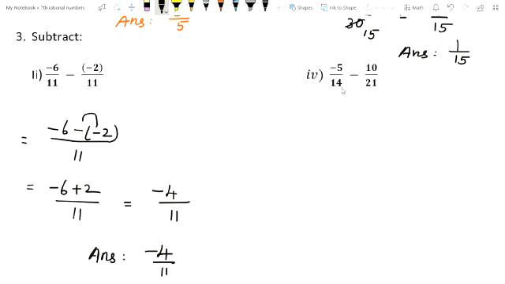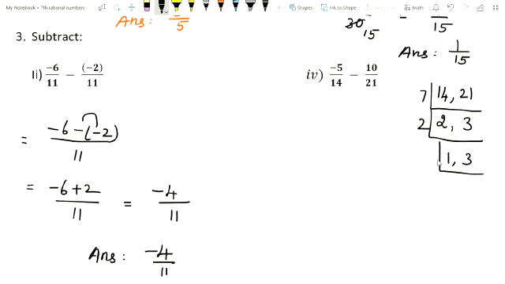See the next question. Minus 5 by 14 minus 10 by 21. Now see the denominators. Here denominators are different, so we have to take the LCM. The LCM of 14 and 21: these two numbers divide by 7. 7 twos are 14, 7 threes are 21. Divide by 2, what will you get? 1, 3. Then divide by 3, 1, 1. Now you multiply: 7 twos are 14, 14 threes are 42. So now LCM equals 42.